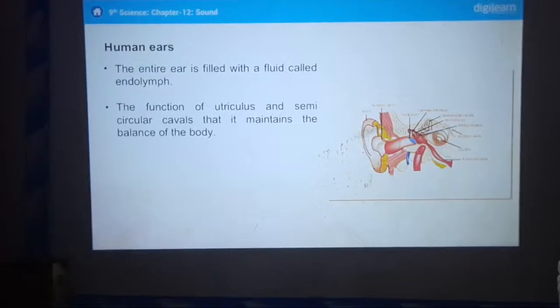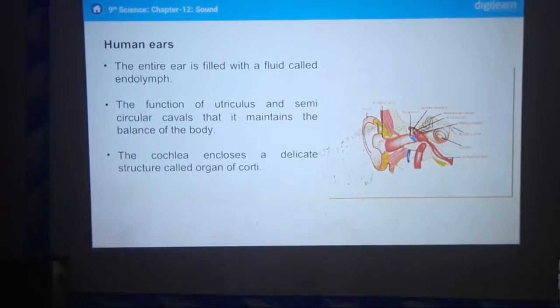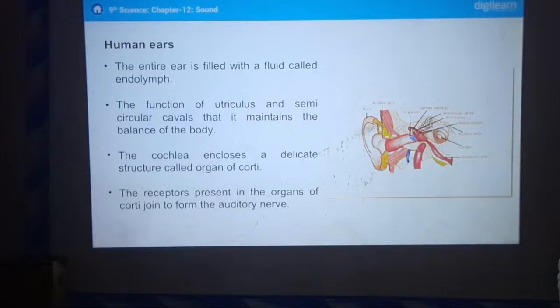The function of utriculus and semicircular canals is that it maintains the balance of the body. The cochlea encloses a delicate structure called organ of Corti. The receptors present in the organ of Corti join to form the auditory nerve.